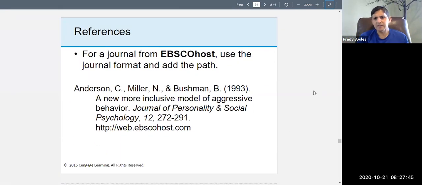Okay. I think it's silly. I think it's actually dumb to have to add the path and differentiate whether you got it in print or online. It's exactly the same thing. But that's my opinion. I disagree with some of the rules here. And I think in the future, they'll change it. In the future, they'll get rid of that path. You'll see.